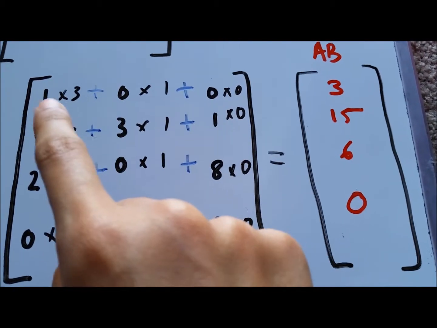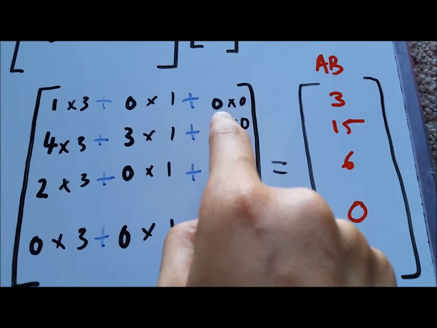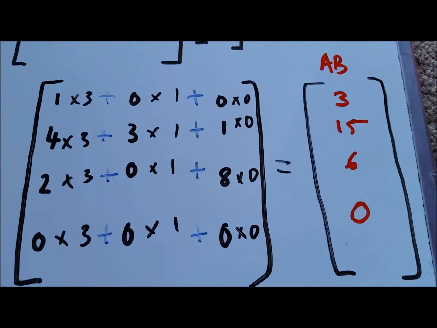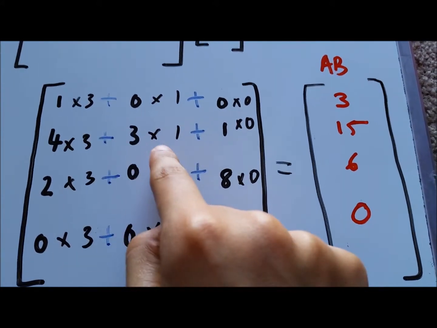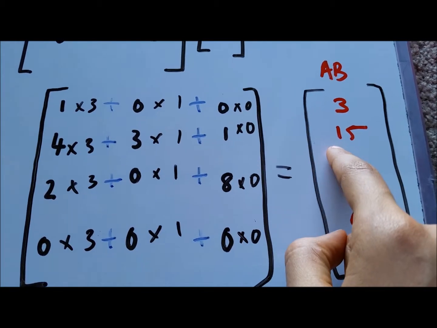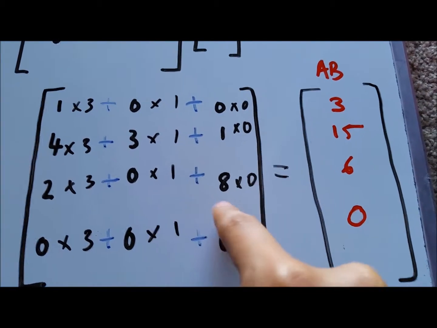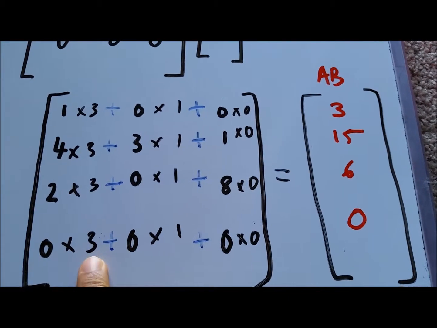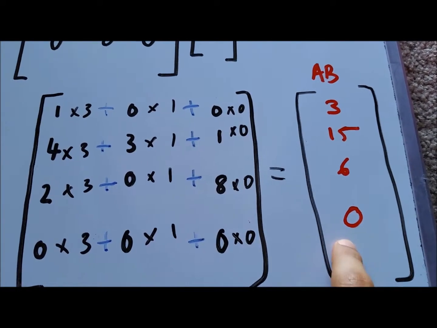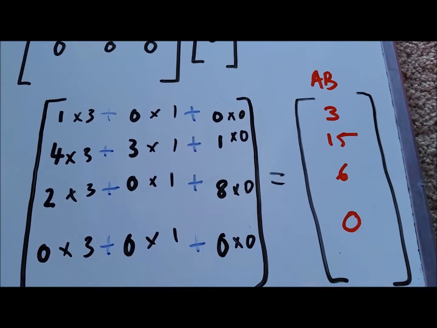Obviously all I did here was 3 times 1 is equal to 3, plus 0 is equal to 3. 4 times 3 is equal to 12, plus 3 is equal to 15. That's what I wrote here. 2 times 3 is 6, plus 0 is 6. 0 times 3 is 0, 0 times 1 is 0, and 0 times 0 is 0. So we're left with 0. That's our final answer for A times B.